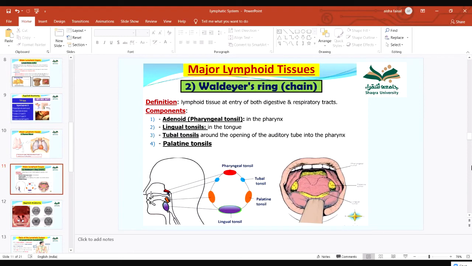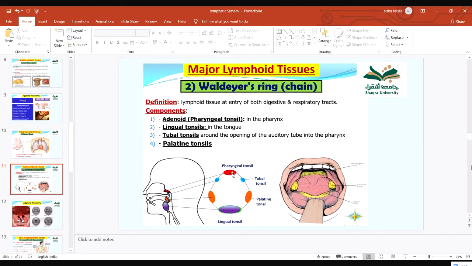So these openings are guarded by these organized masses of lymphoid structures. You can easily feel them, and you can anatomically differentiate them. So these are organized mucosa associated lymphoid tissue. You can see it is located in the form of a ring, so that's why it is called Waldeyer's ring.